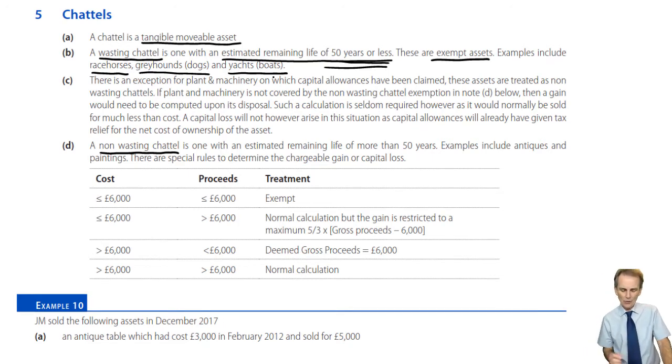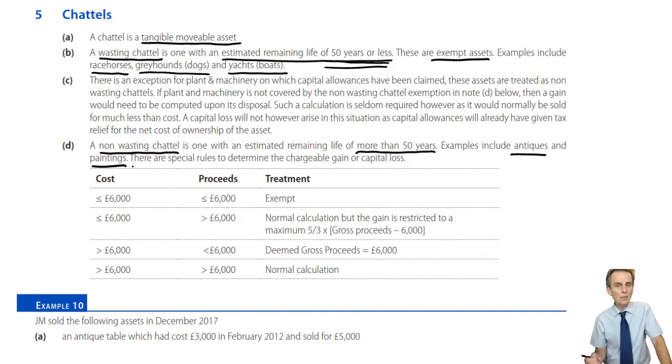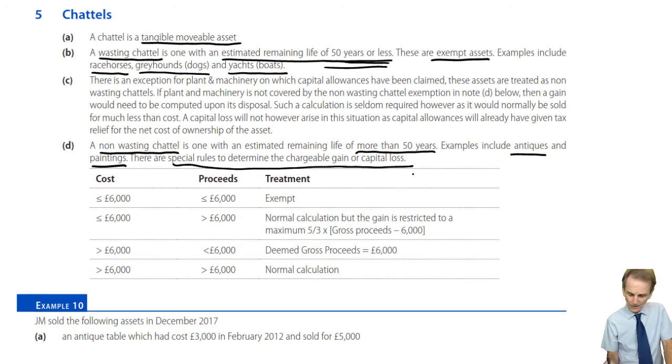So what about the non-wasting? Those, of course, with an estimated remaining life of more than 50 years. Typical examples, which I think we mentioned at the start of this chapter, would include antiques, paintings, items of jewellery, anything collectible basically that has an indeterminate life. But there are special rules to deal with any gain or loss that might arise.